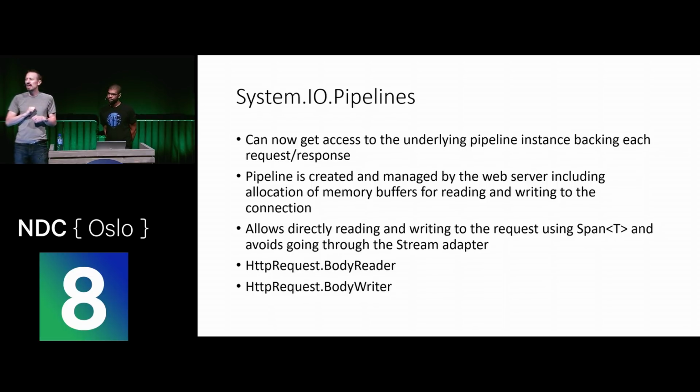Okay, and then we've rewritten some of the things in ASP.NET Core to use the pipes directly rather than going through the stream adapter. Usually you would read the body and you get a stream type and then you call all the stream APIs. You can now call the pipe APIs to do that instead. So form parsing is now allocation free.